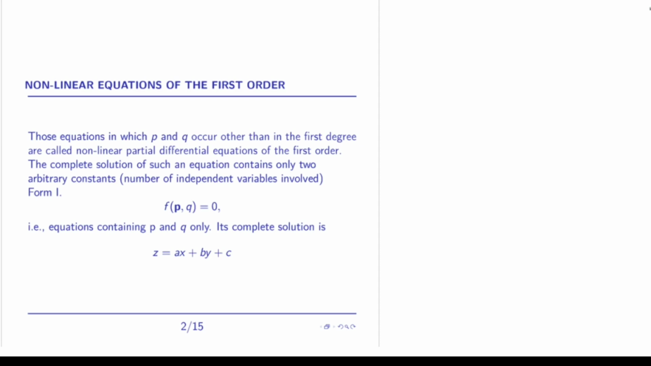Okay, so we are discussing first order. It is of the form f(p, q) = 0, where p and q are the partial derivatives ∂z/∂x and ∂z/∂y. Then the complete solution is given by z = ax + by + c. It is in a different form also. We will discuss that in coming slides.